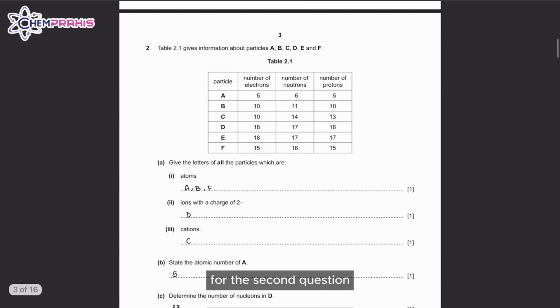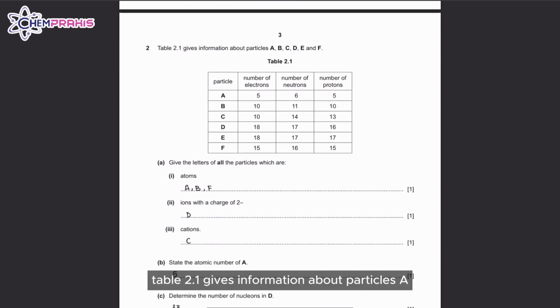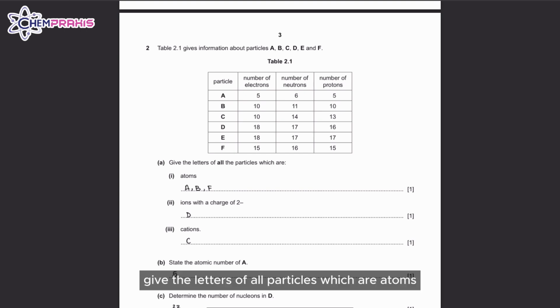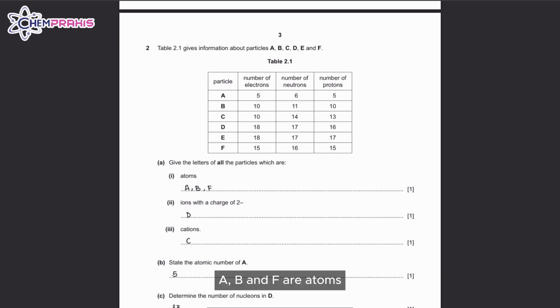For the second question, Table 2.1 gives information about particles A, B, C, D, E, and F. Firstly, give the letters of all particles which are atoms. A, B, and F are atoms. Give the letters of the particles which are ions with a charge of 2-. D is an ion with a charge of 2-. Give the letter of the particles that are cations. C is the only cation.